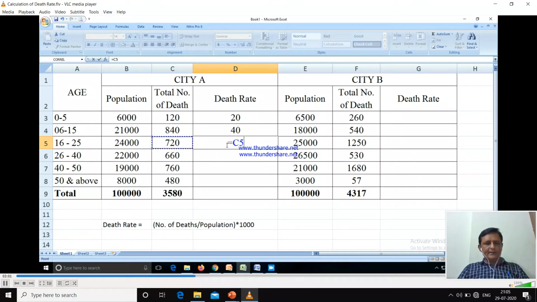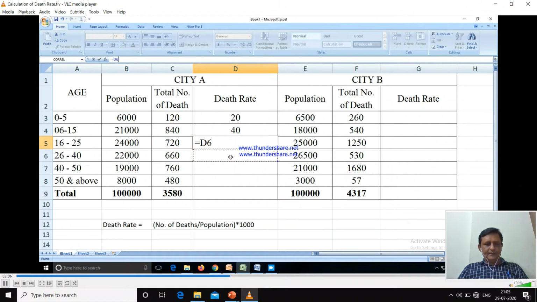Similarly you can write 720 by 24,000 into 1000, but now Excel provides us the facility of cell calculations. So you can see C5 is given as 720 here, divided by B5, where the value 24,000 is given. Simply multiply that by 1000 and press enter. Okay, fine, you get the calculation. Let me repeat the formula again. This is C5 divided by B5 into 1000.